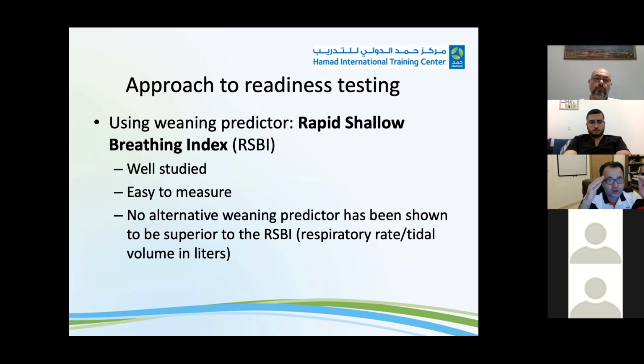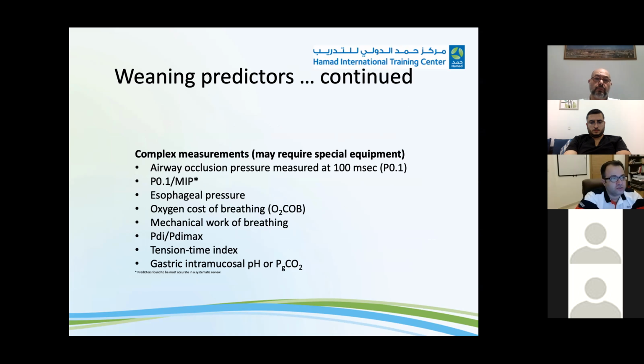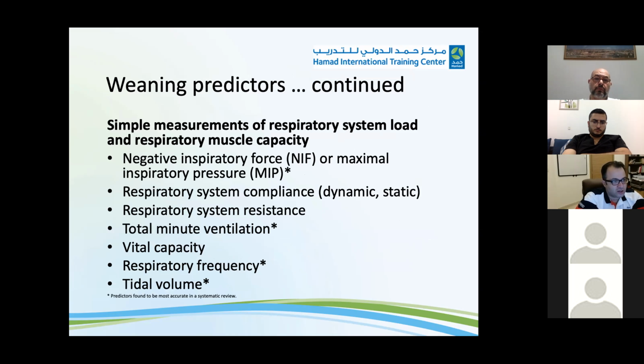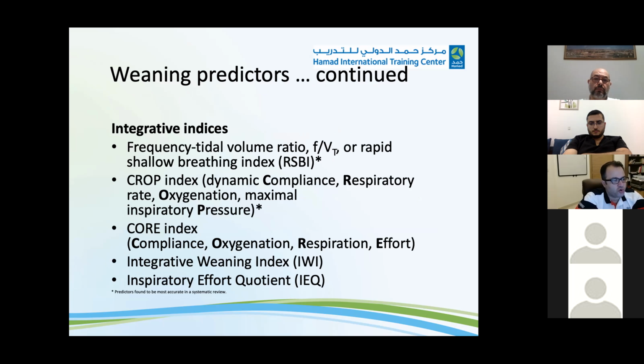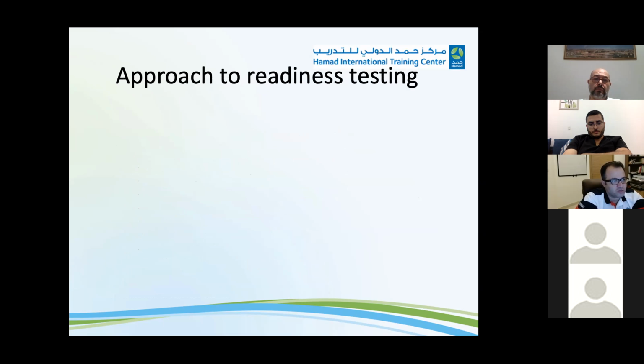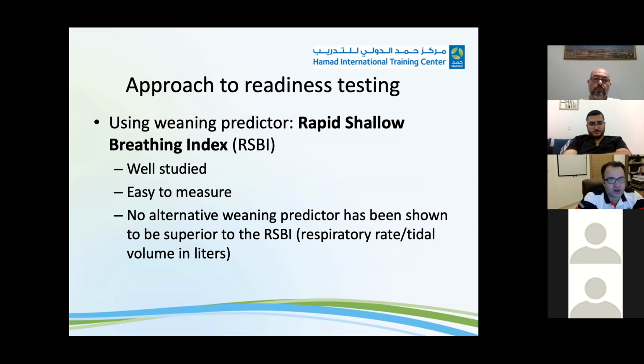So from all the numbers I showed you here, you see all these NIF, MIP, static and dynamic compliance, resistance, CROP, core, integrative indices, all these numbers. The only one that is worth looking at is the rapid shallow breathing index. It's well studied, easy to measure, and no alternative weaning predictor was shown to be superior to rapid shallow breathing index, which is very simple.